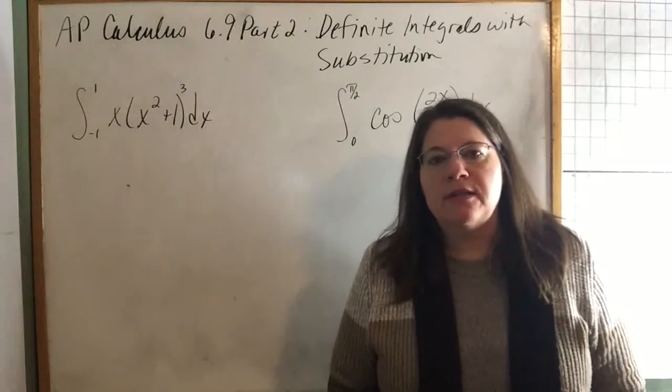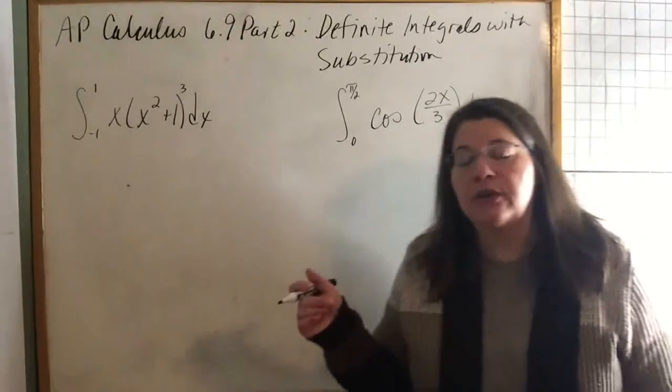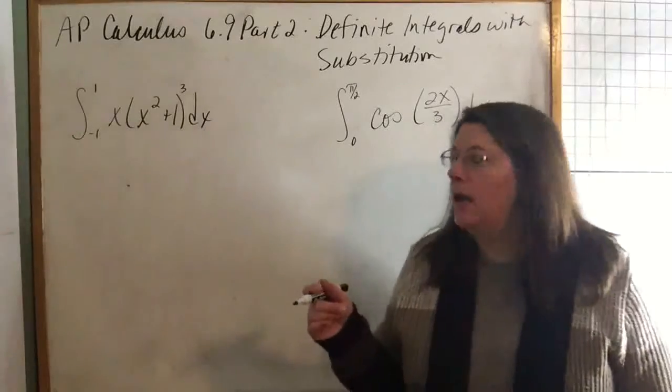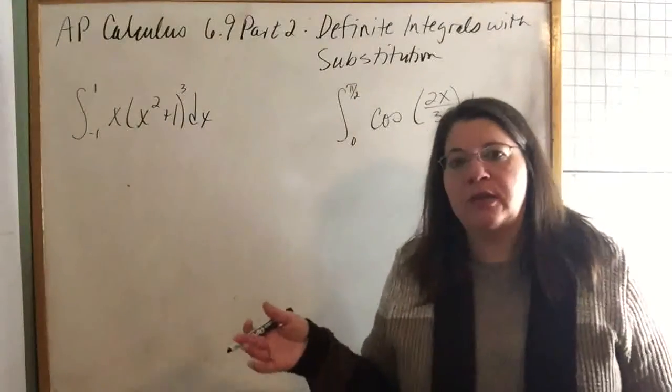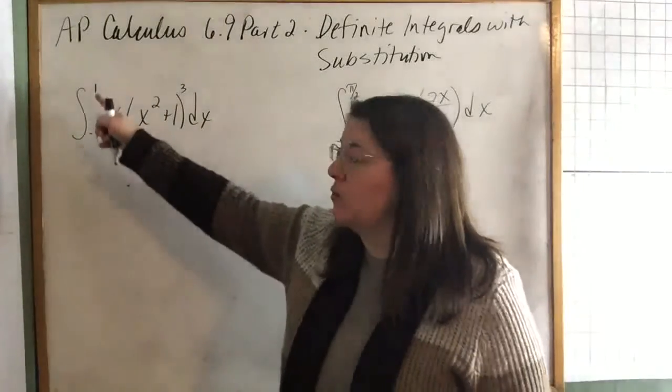This is AP Calculus 6-9, Part 2, and today we're going to cover definite integrals using substitution. This is very similar to the last section. The only difference is instead of having an indefinite integral, we will have definite integrals with the a and b.